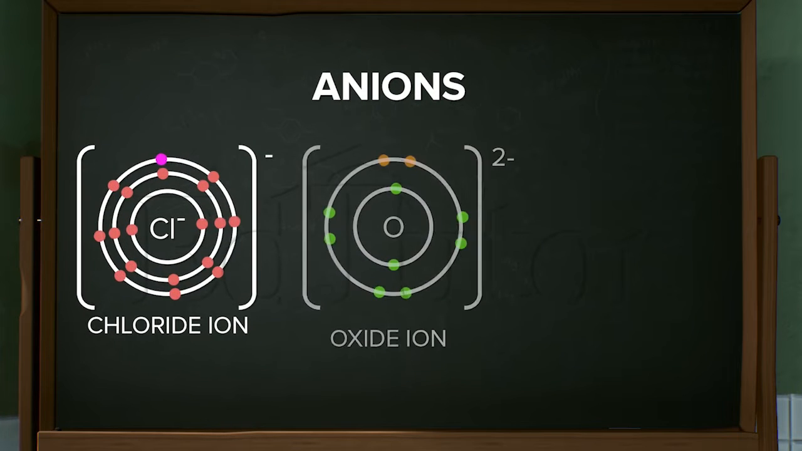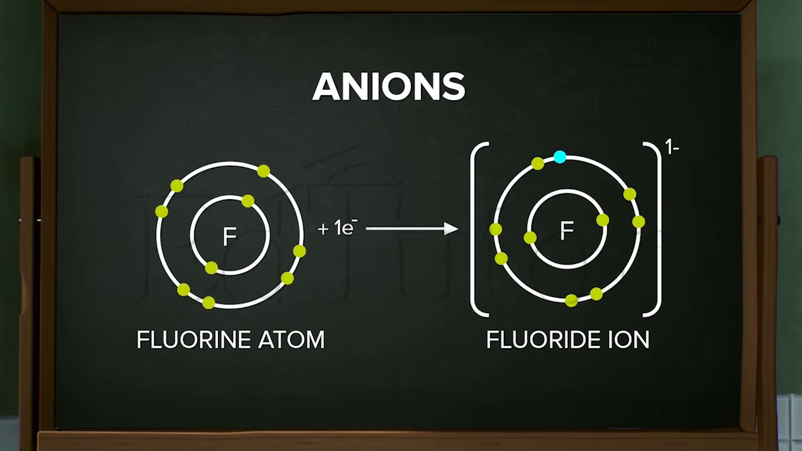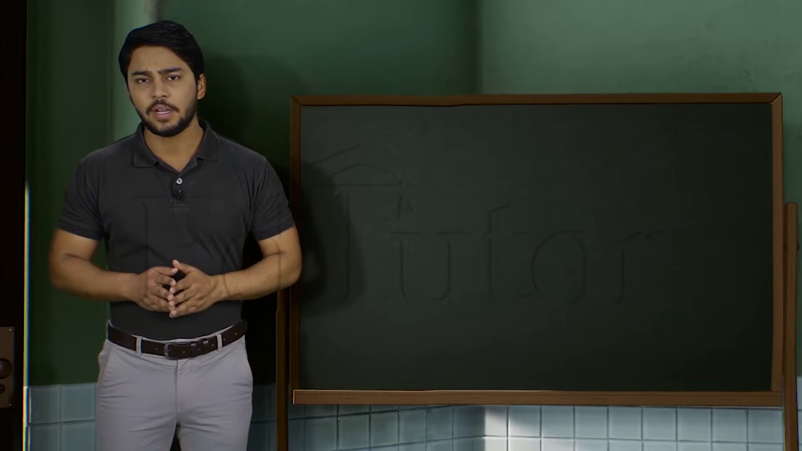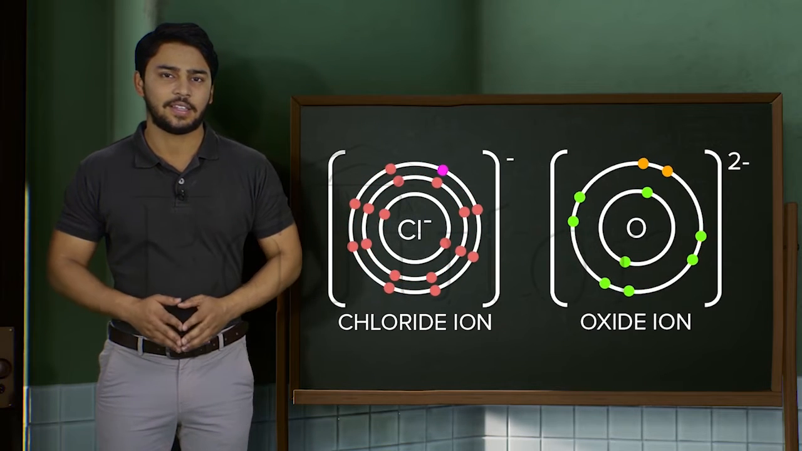The other type of species is called anions. An atom or a group of atoms carrying a negative charge will be called an anion. Anions are formed when an atom gains electrons. For example, Cl- and O2- ion.